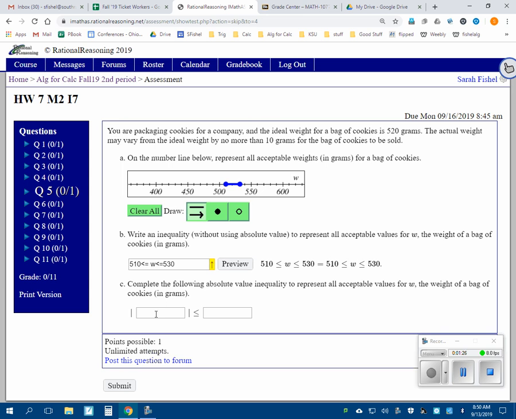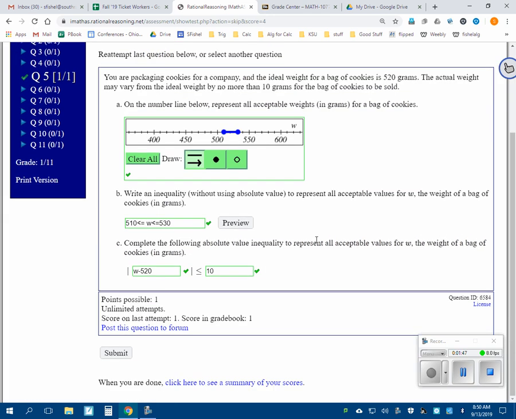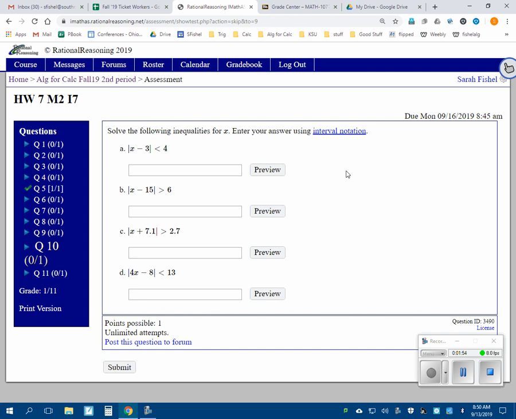Okay, and then how do we write that in terms of absolute value? Good. And notice, I know at least one person had this issue. The absolute value bars are already there, so don't type them in again. Okay. And there we go. We got them all right. Good job. We okay on number 5? All right, number 10.